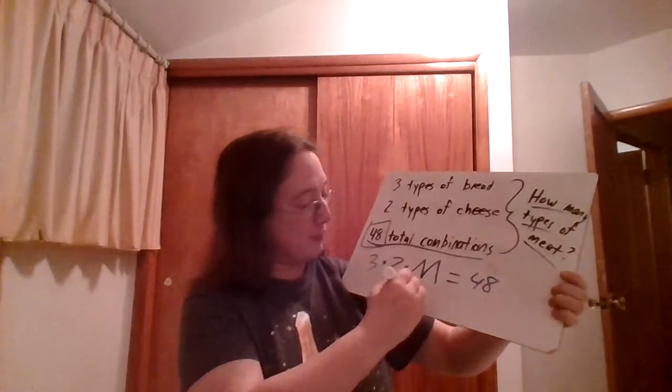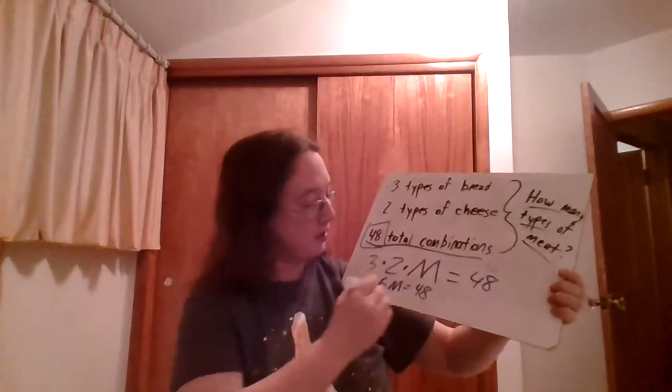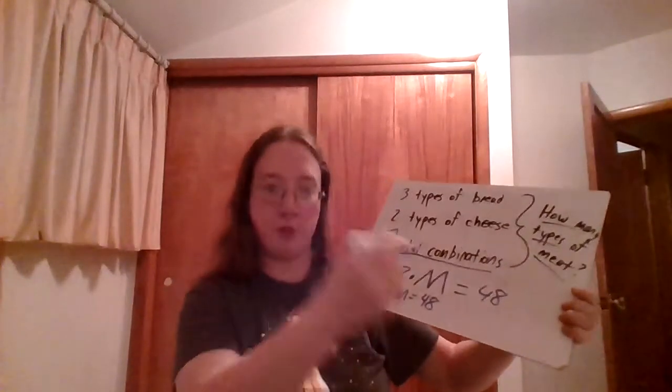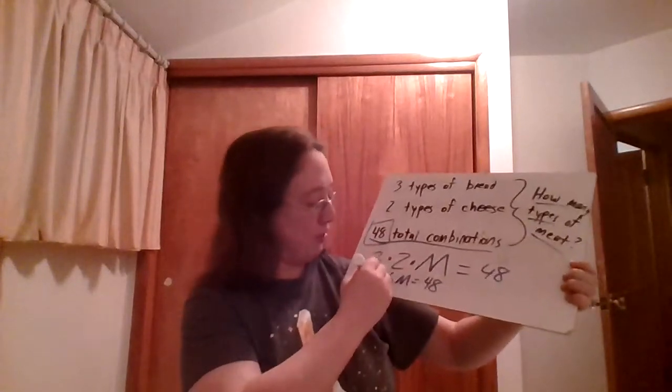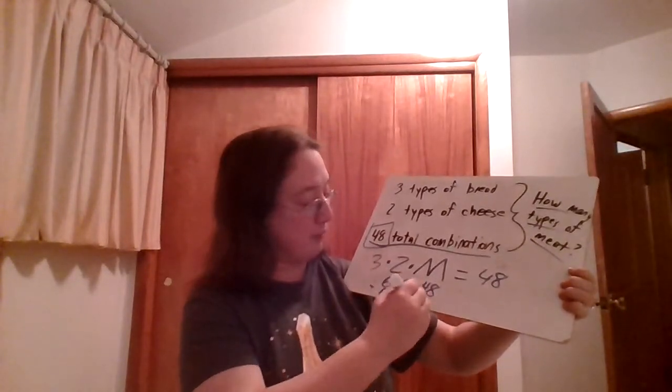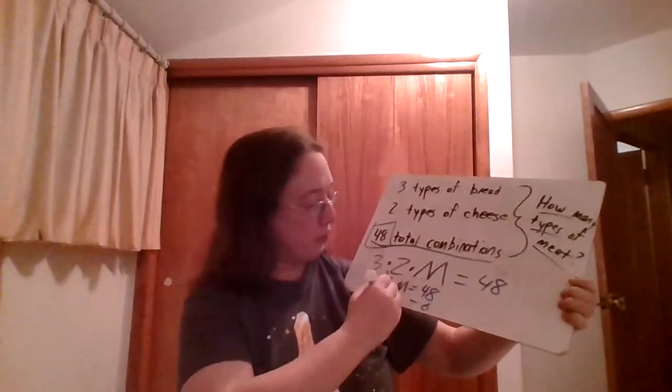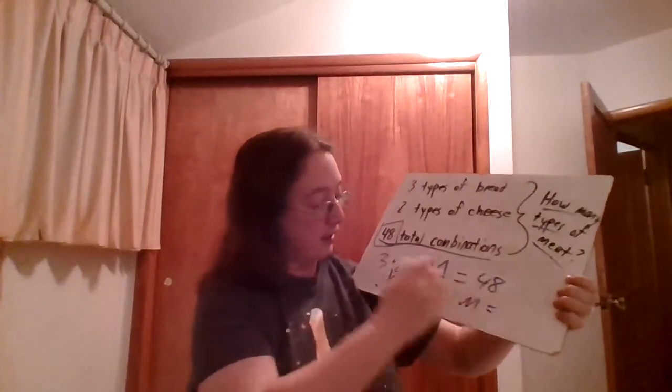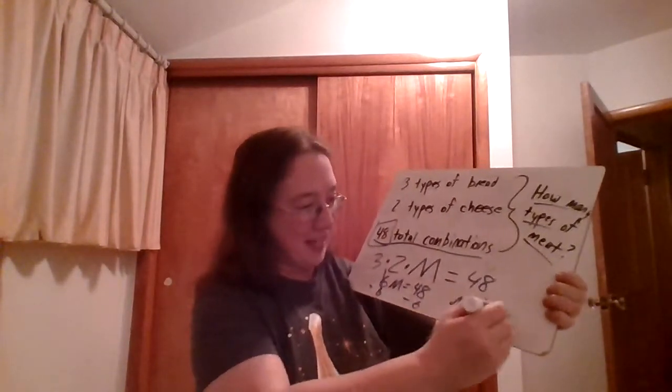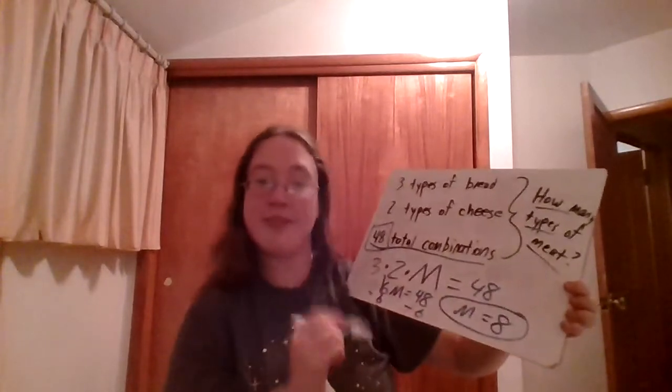And if we got 6M equals 48, we're either looking for 6 times what would give me 48, or we can get rid of multiplying by 6 by dividing by 6. So those are gone. And 48 divided by 6 gives me 8 different kinds of meat. Yum.